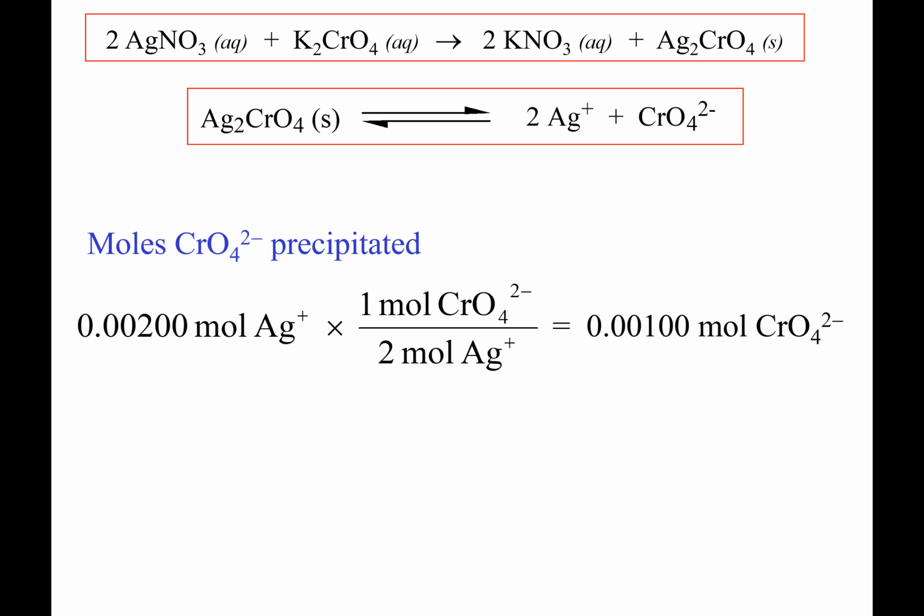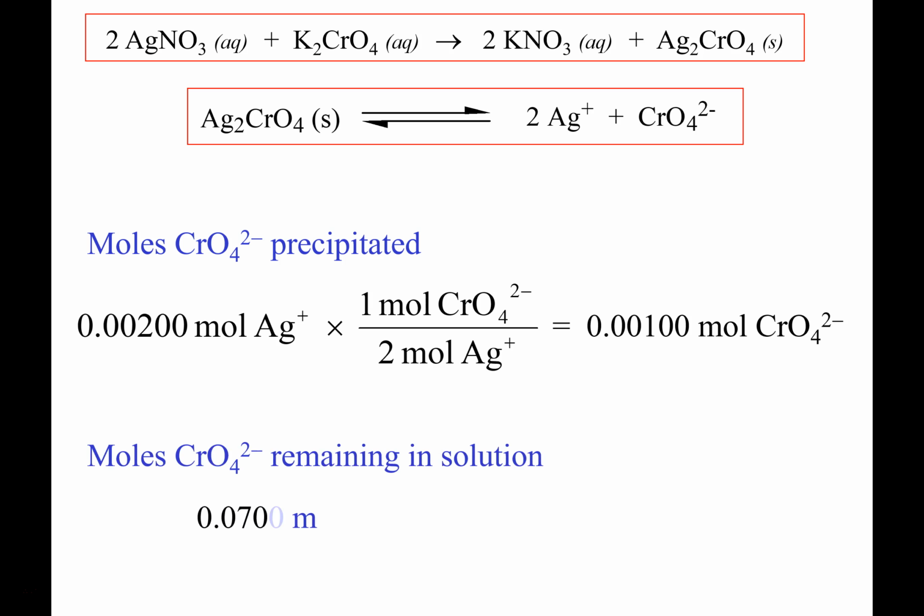That means 0.00100 moles of the chromate ion precipitated. Well, if that's what precipitated, we'll subtract that amount from what we had initially. If you go back in your notes, what we had initially was that 0.0700. So from that, we subtract 0.00100, because that's what's going to precipitate. And we get that we must still have 0.0690 moles of chromate running around in solution.